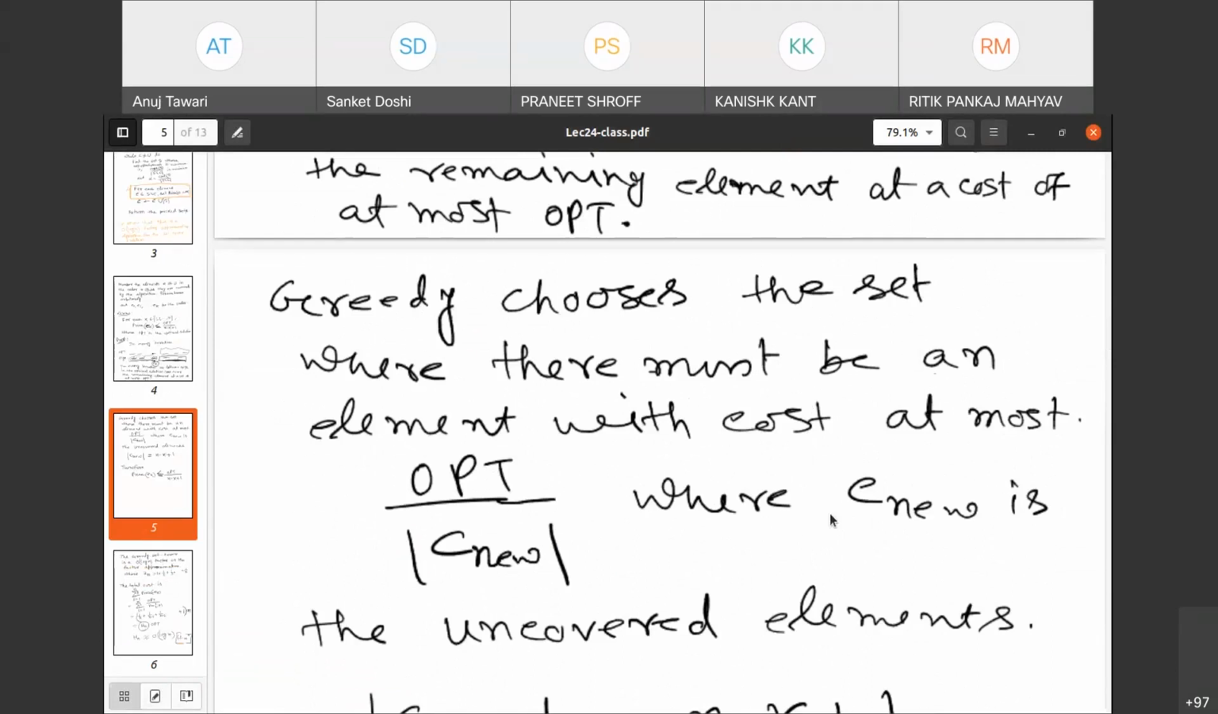Because what will happen here is that if we choose a set where some element has cost more than this opt by C new, then the total cost will be more than the opt, right? So in this greedy algorithm, we are always minimizing that ratio. So the minimum must always have cost at most this opt by C new, where C new is the uncovered elements.